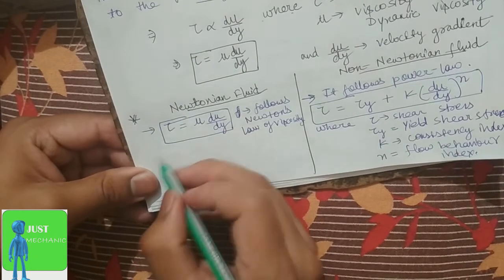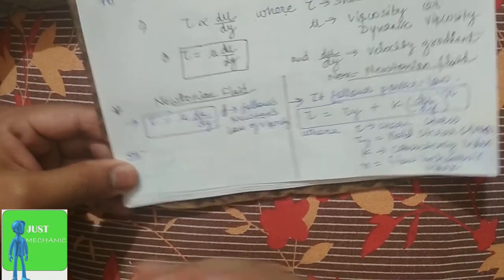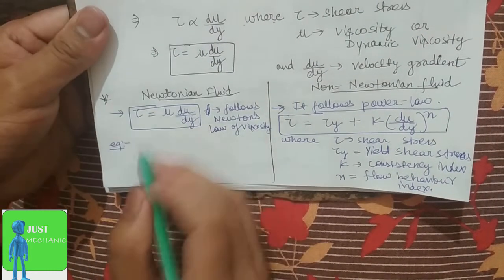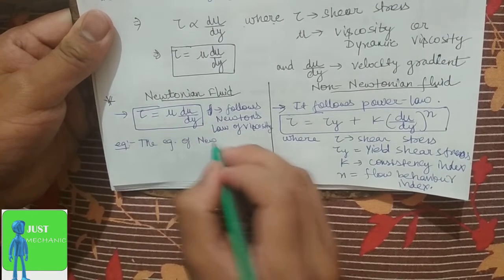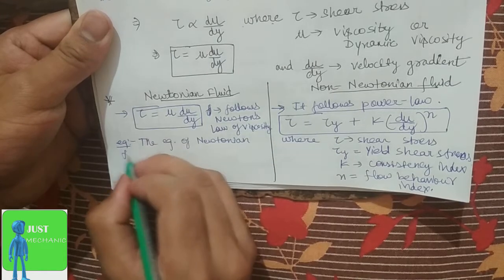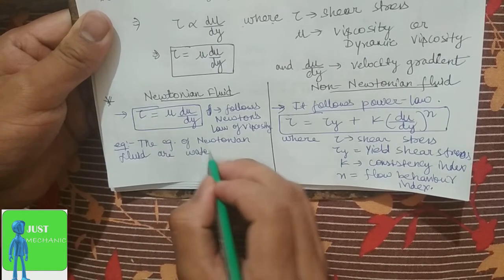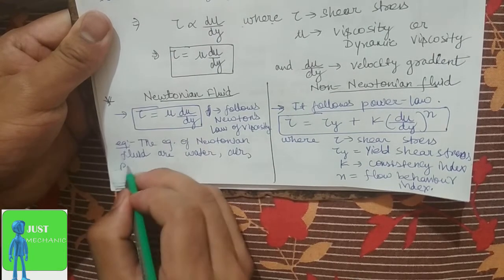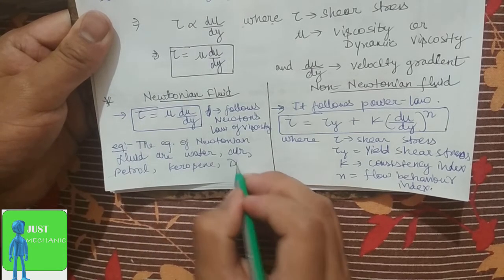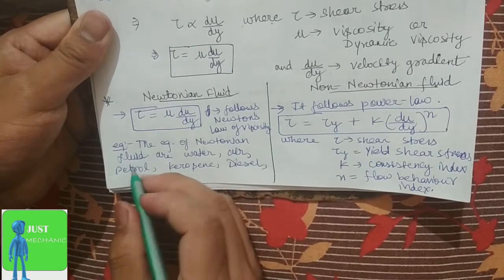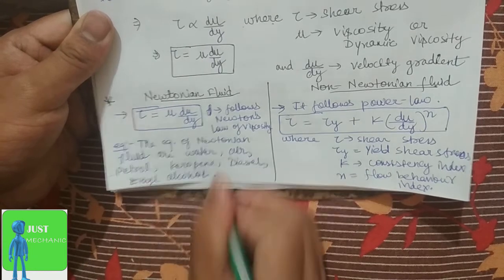Also, examples of Newtonian fluids are water, air, petrol, kerosene, diesel, ethyl alcohol, etc.